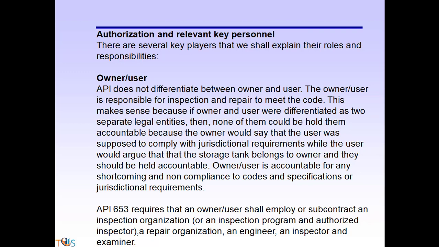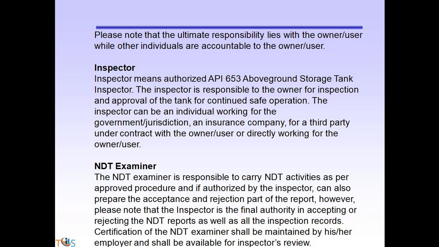API 653 requires that an owner/user shall employ or subcontract an inspection organization or an inspection program and authorized inspector, a repair organization, an engineer, an inspector, and an examiner. Please note that the ultimate responsibility lies with the owner/user, while other individuals are accountable to the owner/user.